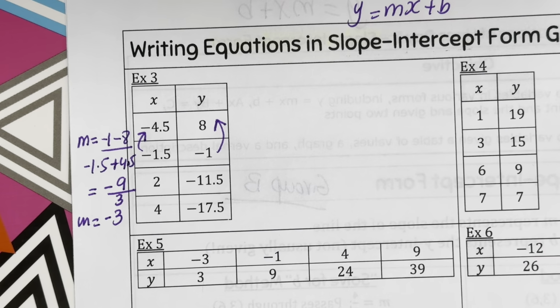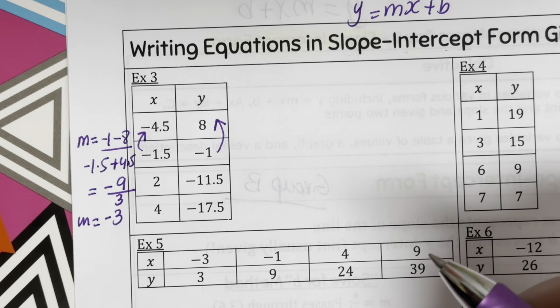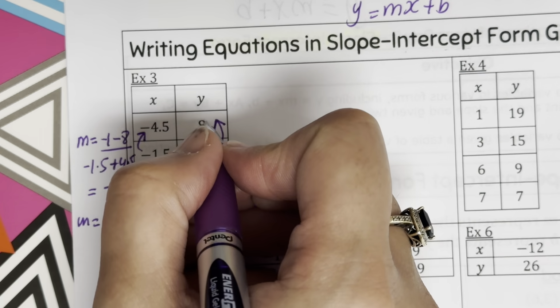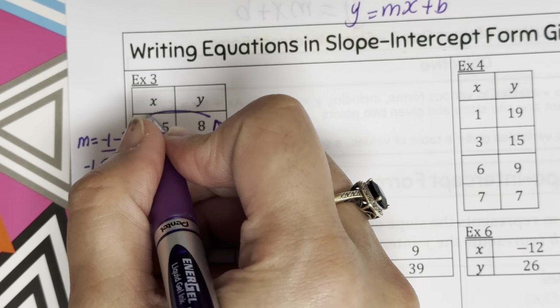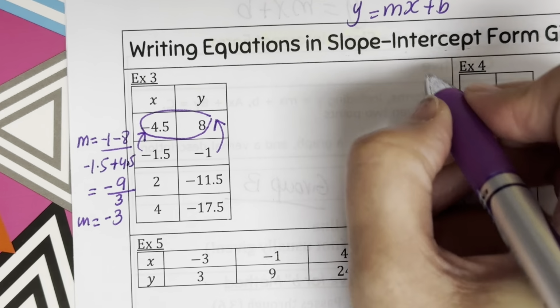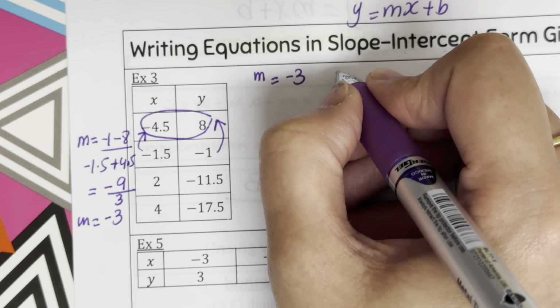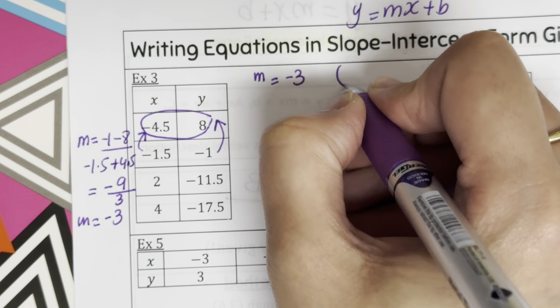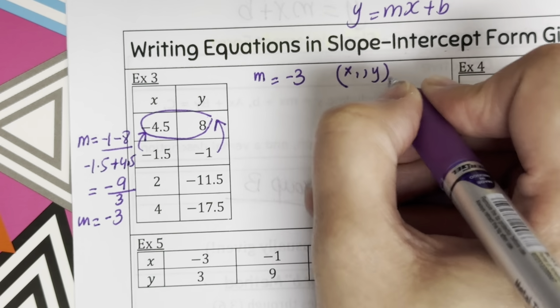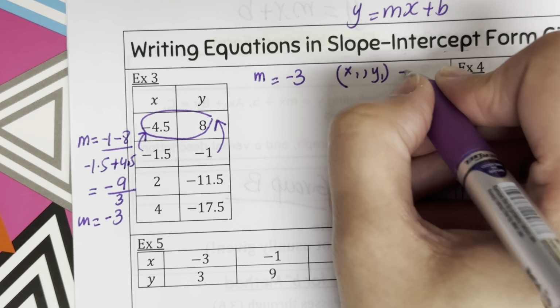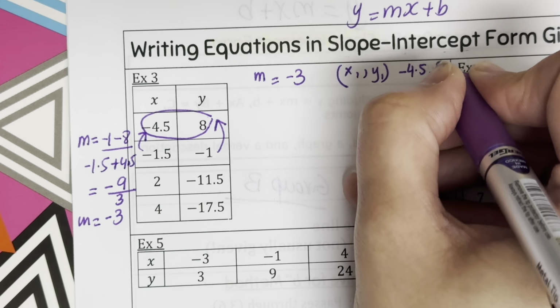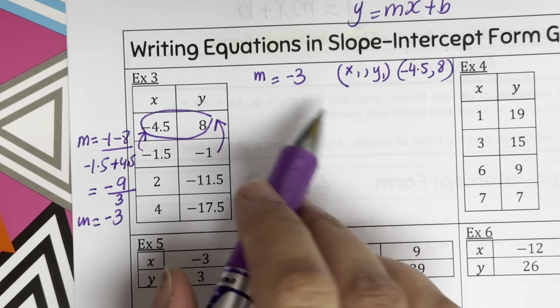And I'm gonna pick a point. So all these points, well, first point, so I have to pick that point, the first one. I'm gonna be using that. So I have slope. Slope is negative 3, and the point, x1 comma y1, is negative 4.5 comma 8. So that's my point.